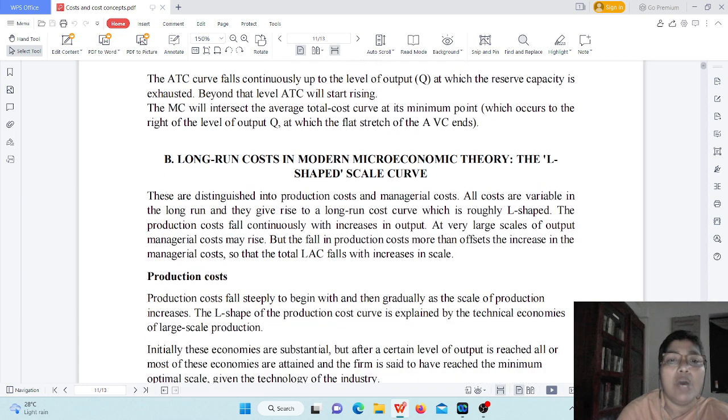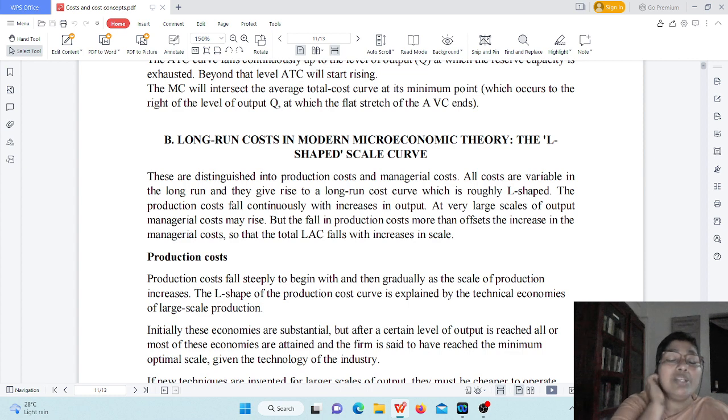Now we shall see long run cost. In the modern microeconomic theory, the long run cost is an L-shaped scale curve. The short run cost curves, especially SAVC, are also flat-stretched, whereas in the long run you will see an L-shaped scale curve. This is because of the production cost and managerial cost. All costs are variable in the long run. They give rise to long run cost curves, which are roughly L-shaped.